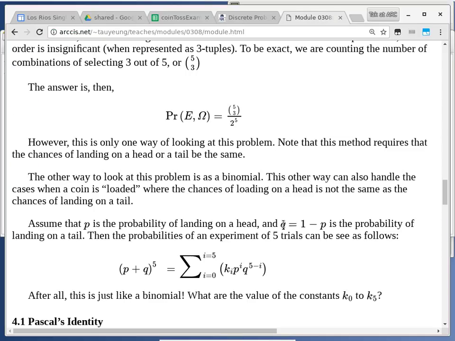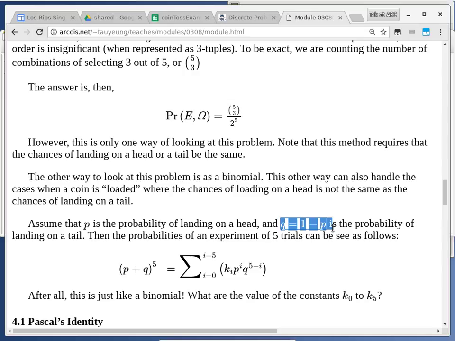What if the coin is not fair? What if it is loaded? If it is loaded, then we can no longer assume that it's 0.5 and 0.5 anymore. So if it is loaded, we will use P as a symbol to represent the chances of landing on the head. Then the chances of landing on the tail is going to be Q, which is just 1 minus P. Does that make sense? Because if it's not landing on the head, it has to be landing on the tail.